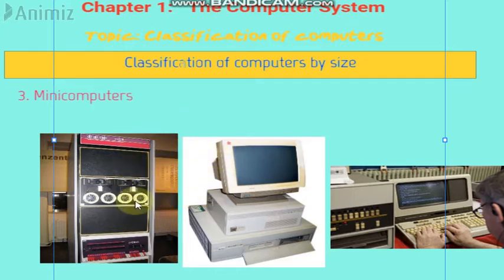So there were types of minicomputers. This minicomputer was the size of a refrigerator, and minicomputers first appeared in the 1960s. In the 1980s, they got replaced by microcomputers. So this was a series by IBM, which was replaced by microcomputers, which have become smaller and more powerful with time.